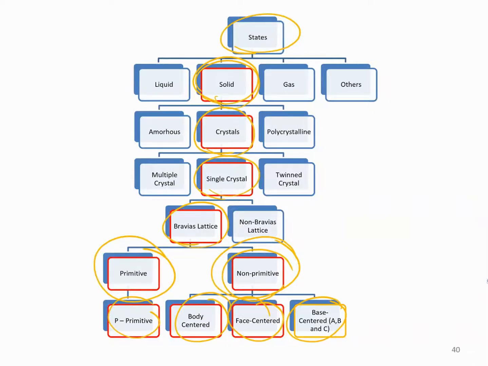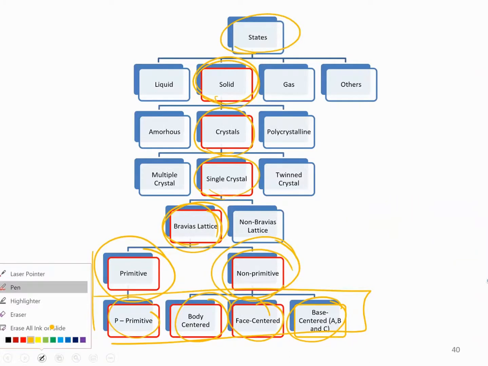Okay, up to here, okay, right? So we will study all these four types of the lattices. All these four types are under Bravais lattice. Okay, so primitive, body-centered, face-centered, and base-centered.